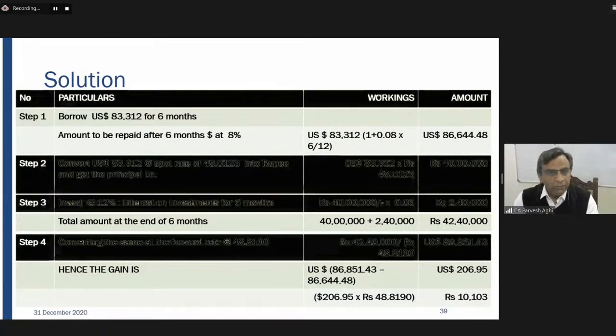Now, when he brought the money in India, at the same time, he is going to take a forward cover because the forward rate is mentioned at the time of spot rate. The forward rate is also mentioned, which is 48.8190. So he is going to convert the same at the forward rate. While he knows that he'll be getting 42,40,000 after 6 months, he's going to enter into a forward contract with a bank to take this money out of India, at the time when he brought the money in India.